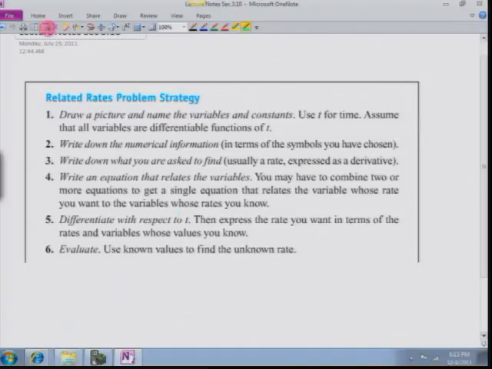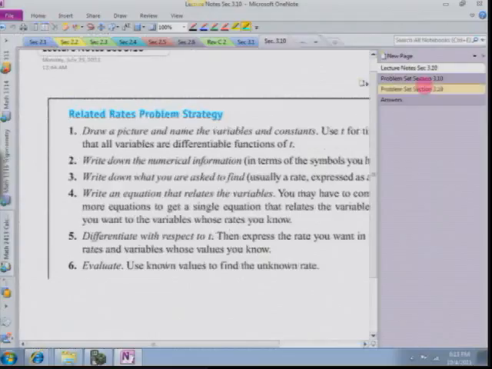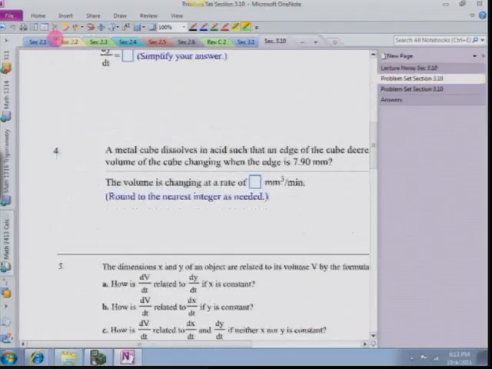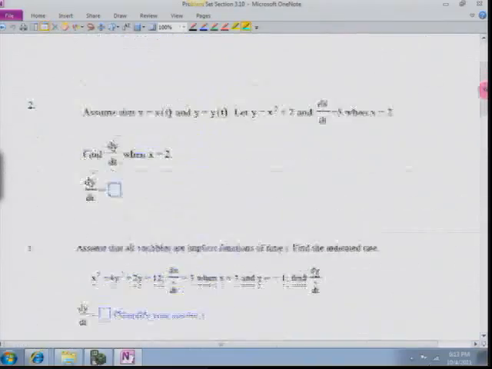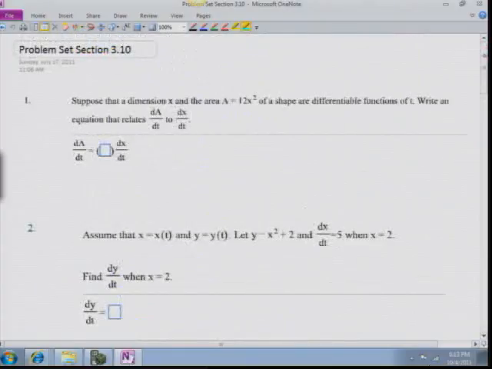Questions? Nobody? All right, so let's look at these problems. They start out a little bit easier. Not too bad. Can you guys see that? I know I need it a little bit bigger.